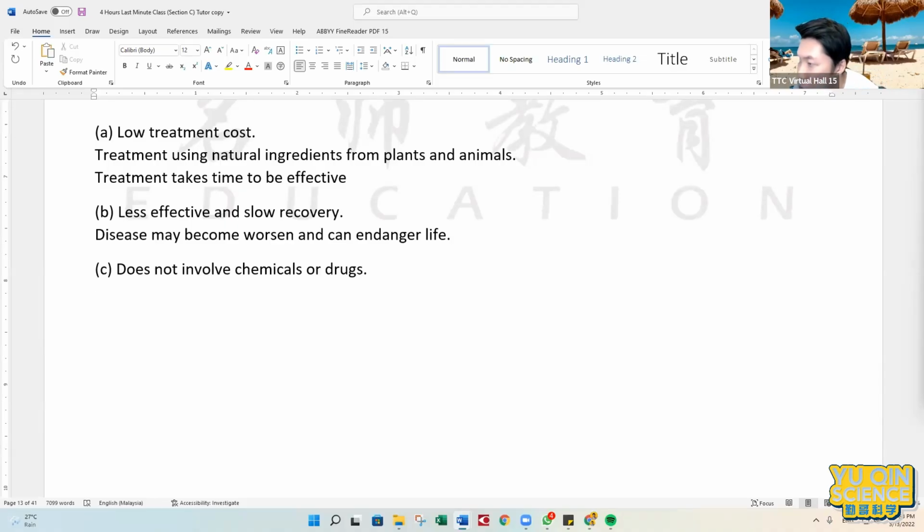Cheaper than modern medicine, lower cost is also acceptable. No surgery, no operation. Does not involve surgery or stitches. If I'm not mistaken, the notes I wrote are like that, I also remember based on my memory only. Okay, what else? Why do people like to go for this?